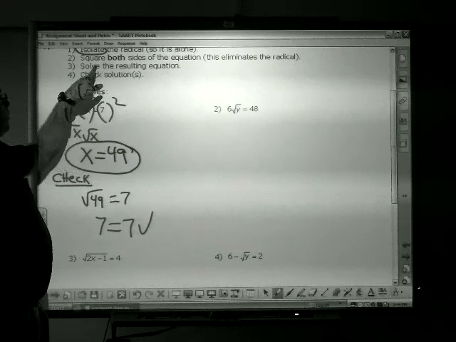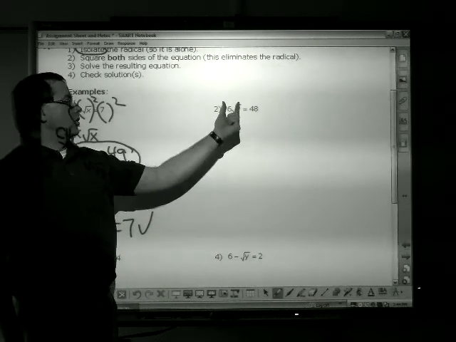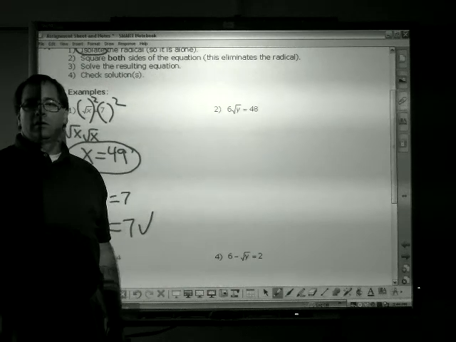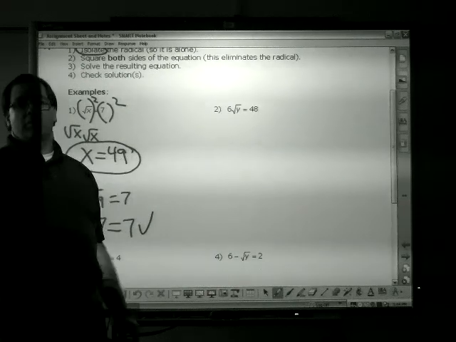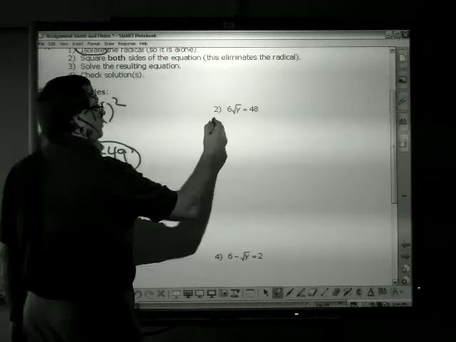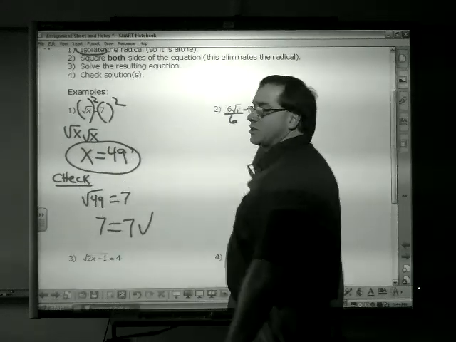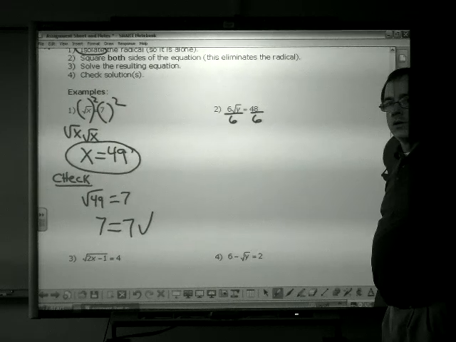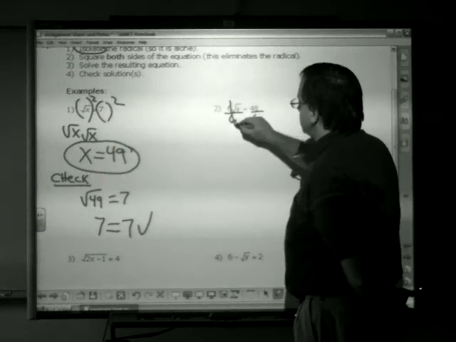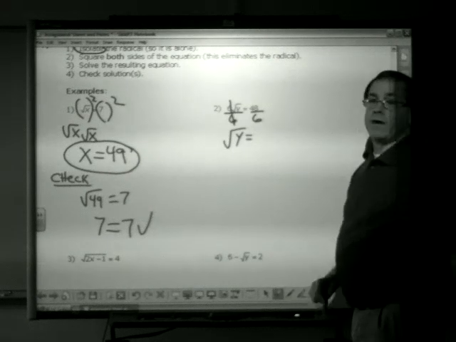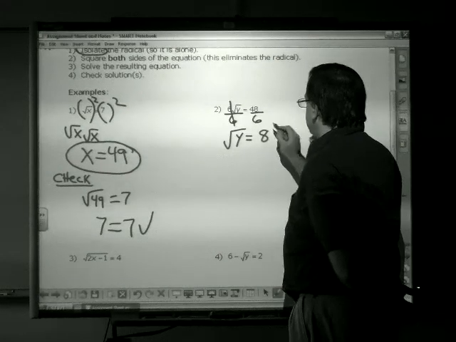Here we go. Number 2, isolate the radical. It's not isolated yet. This 6 is here in front. So 6 is being multiplied. So what am I going to do? I'm going to divide by 6. Because if I isolate the radical, it makes my life easier. So I divide by 6. So the square root of y equals 48 divided by 6 is 8.